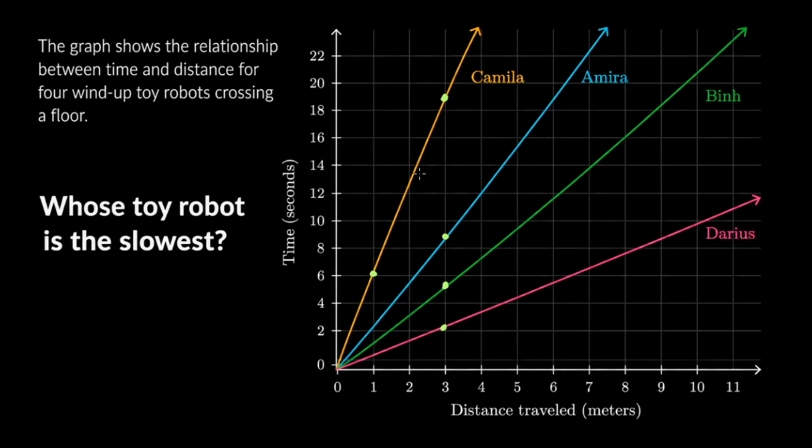And they're all traveling at constant speeds. We can see that these are all straight lines over here. And so for any distance that you pick, you see that Kamila's robot is definitely taking the longest. So Kamila's robot is the slowest.